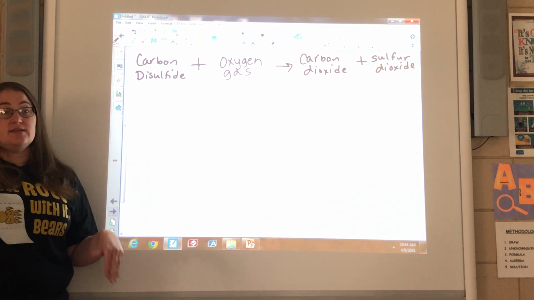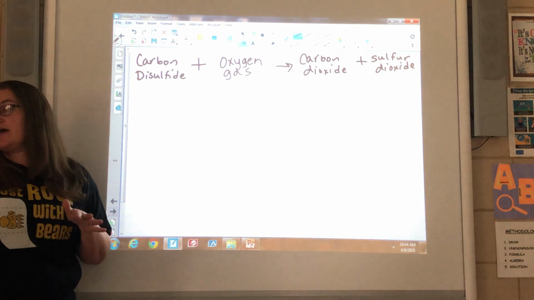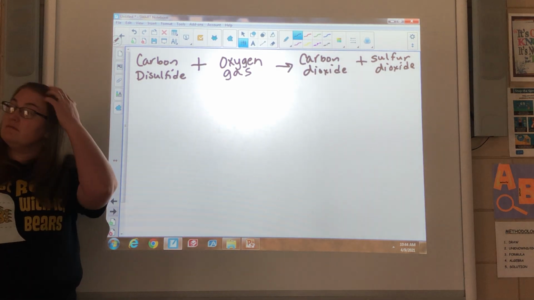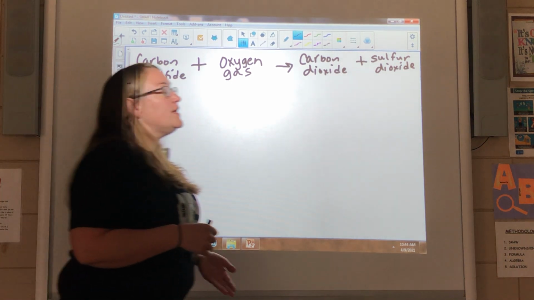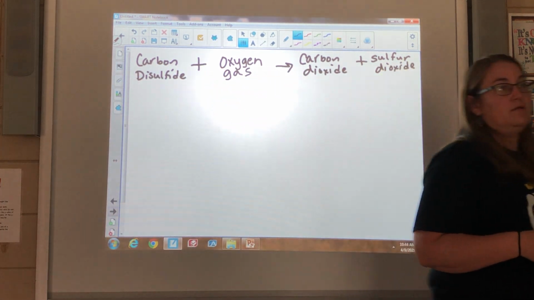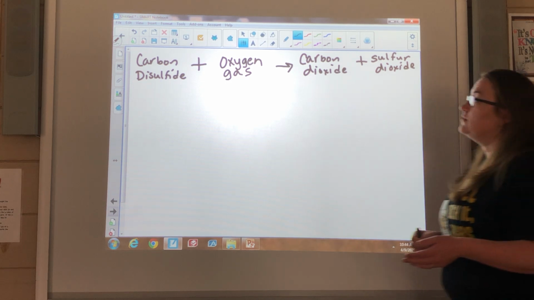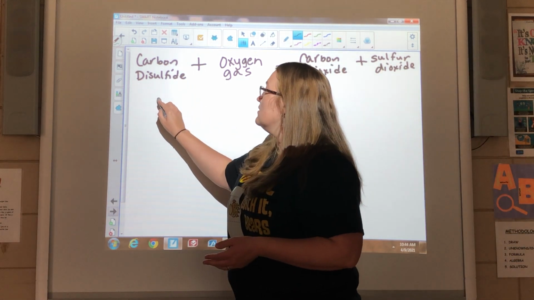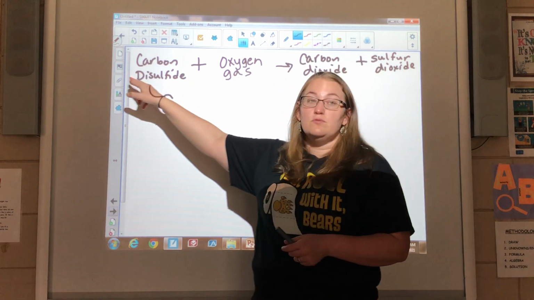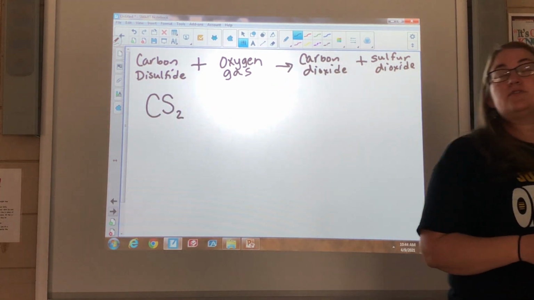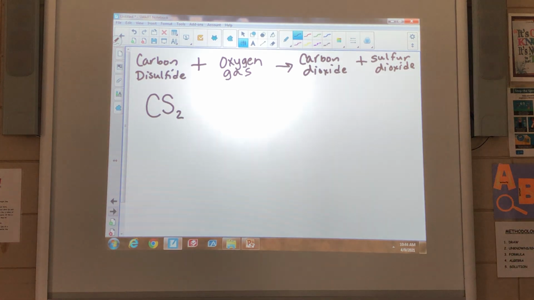I want to make my skeleton equation. I'm not trying to balance it out yet. I just want to write out what compounds I have. So what would carbon disulfide be? CS2. Because di means two. Sulfide comes from sulfur, so CS2.